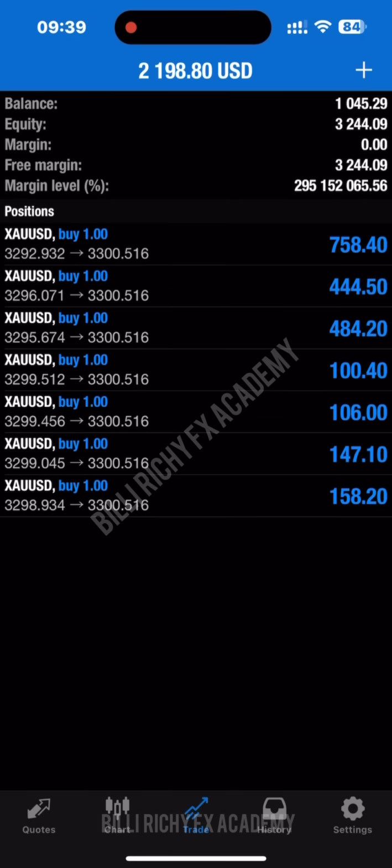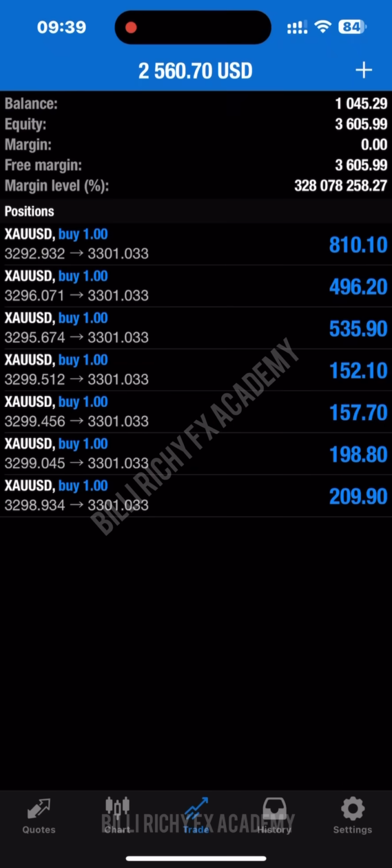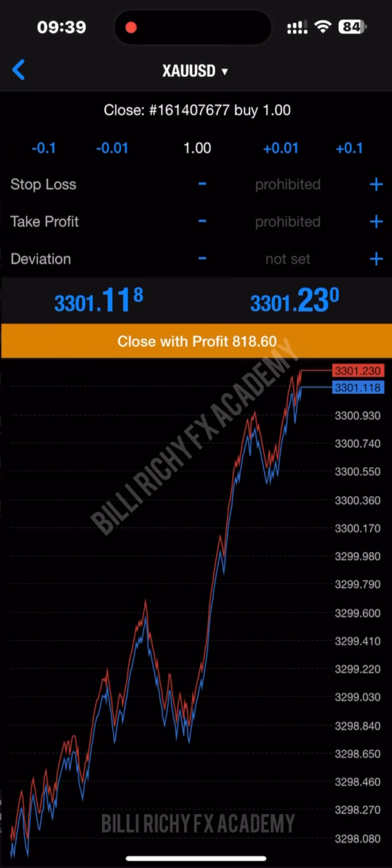So it's going up, guys. The market is going up. We are running over 35 right now. So let's start closing these trades, guys. We need to start closing this. The market is flying.